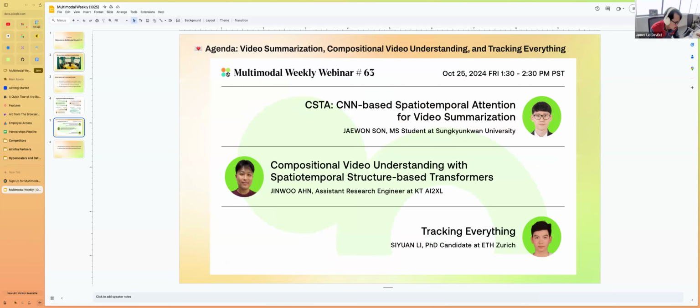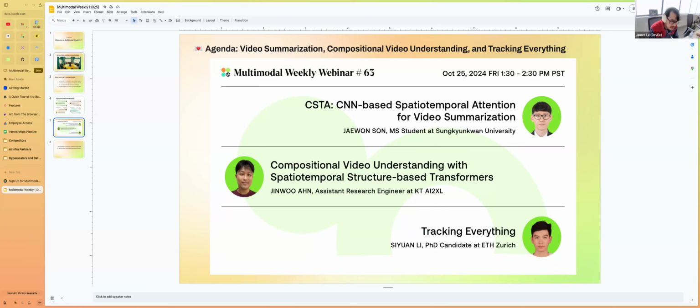So for today's session, really excited to have three speakers, researchers working at different aspects of video, computer vision, and multimodal AI. We actually get started with Siyuan Li, who will be the first speaker. He will talk about his recent project called Matching Anything by Segmenting Anything. The title is called Tracking Everything, but it's really cool work looking at tracking objects within video frames.